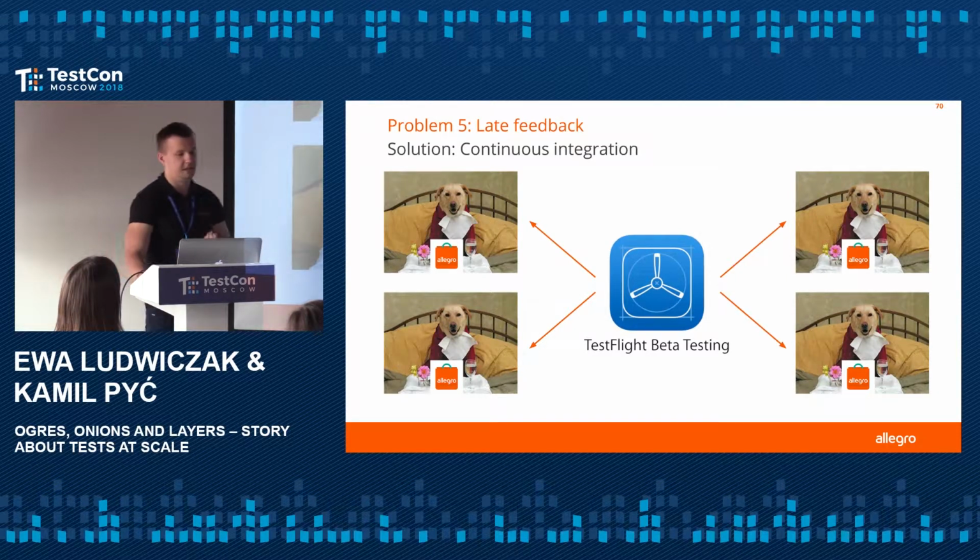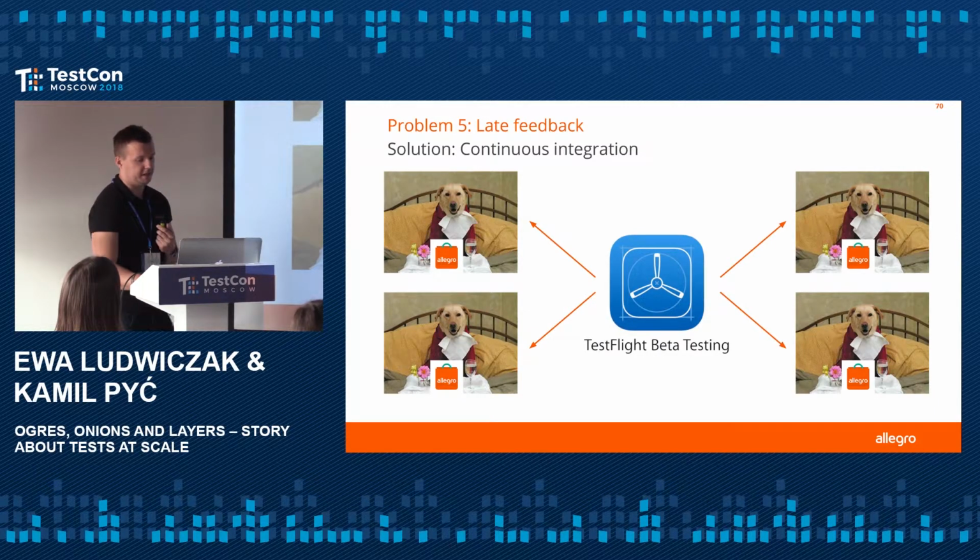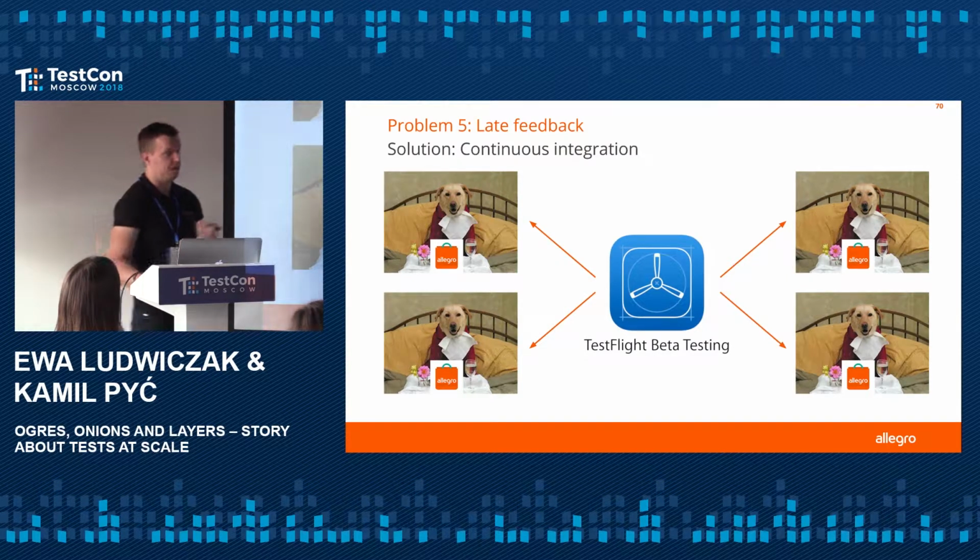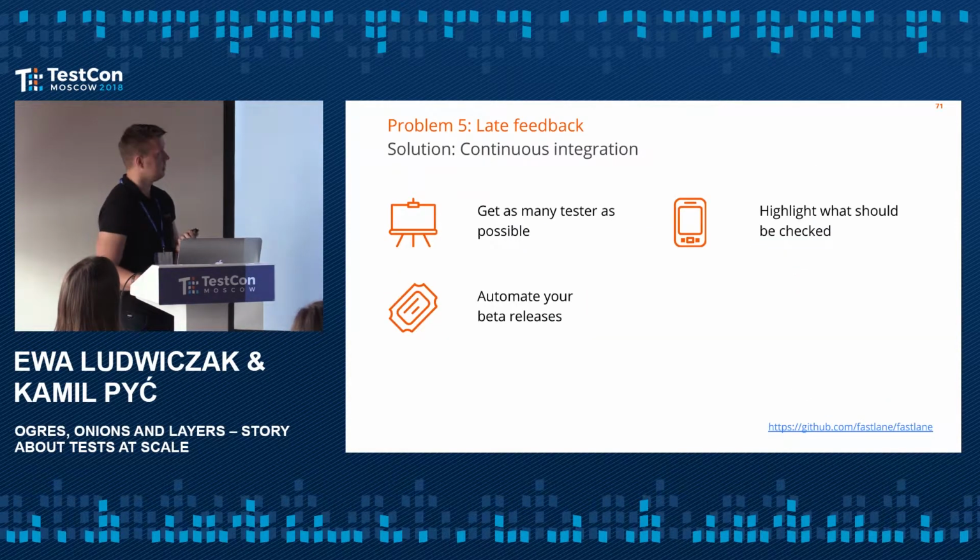We have a special HipChat channel, it can be Slack or a special mail, so you can have instant feedback from your company employees. Thanks to that, we can spot the obvious mistakes much sooner and fix them before they hit the production. So, get as many testers as possible.